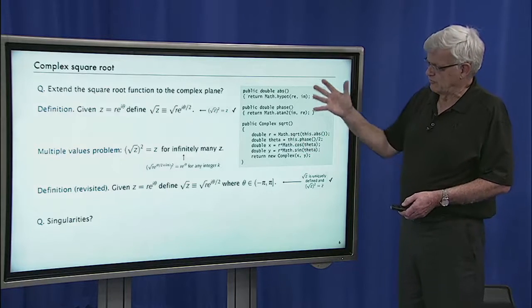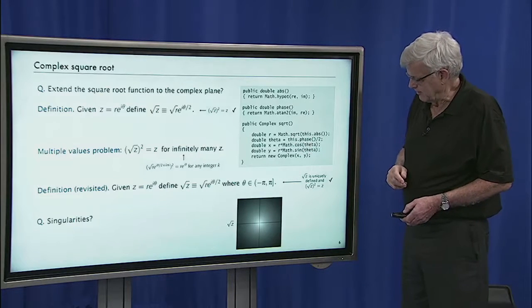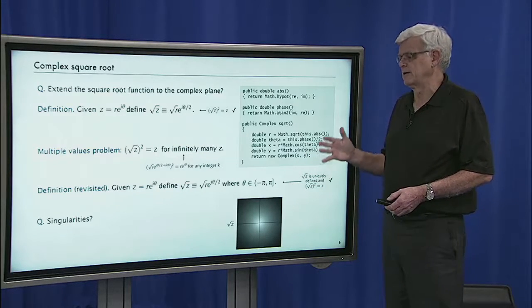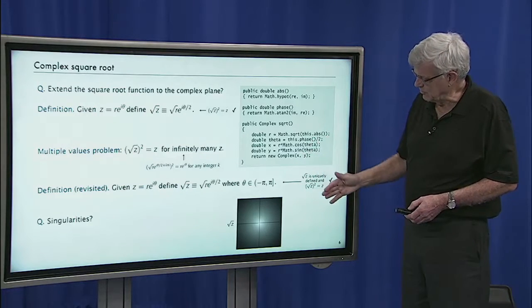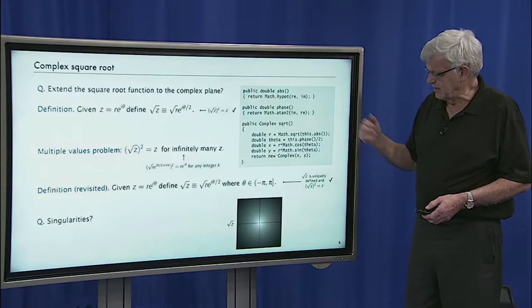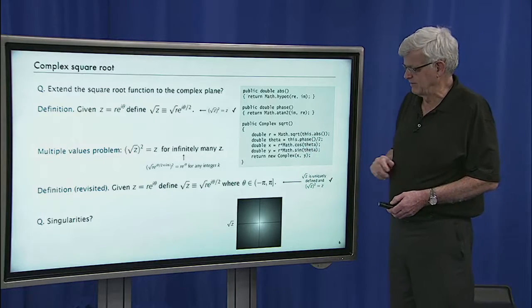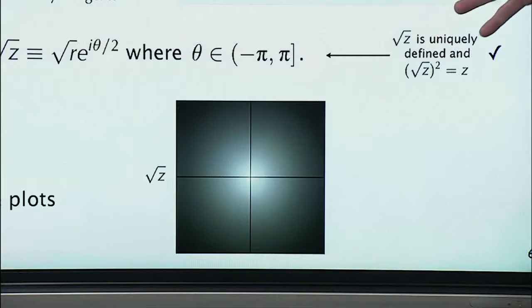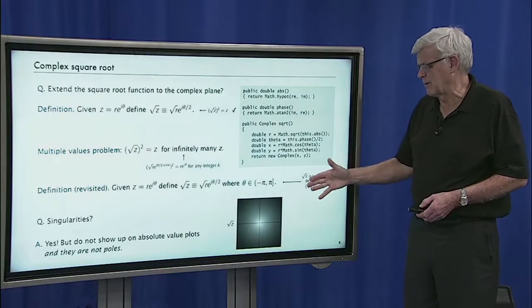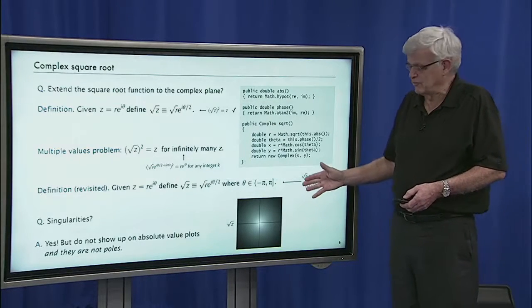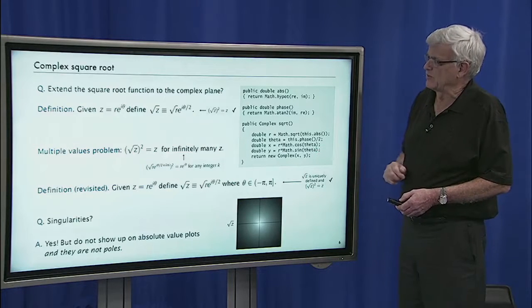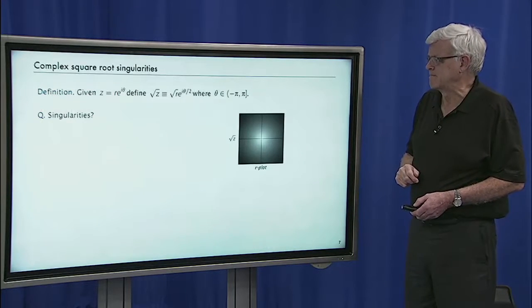So the question is, does this square root function have singularities? And if we look at our typical plot of the magnitude of square root of z, it seems fine. It seems very smooth. But actually, that's misleading. Actually, there are singularities, but they don't show up on this plot. And also, they're not poles. They're not isolated. So we'll see what that looks like on the next slide.